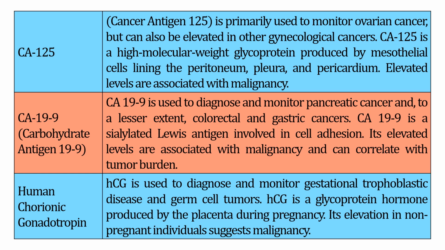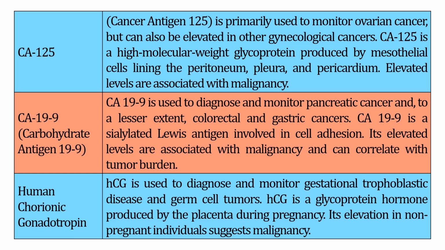Carbohydrate antigen 19-9 is used to diagnose and monitor pancreatic cancer and, to a lesser extent, colorectal and gastric cancers. CA19-9 is a sialylated Lewis antigen involved in cell adhesion. Its elevated levels are associated with malignancy and can correlate with tumor burden.